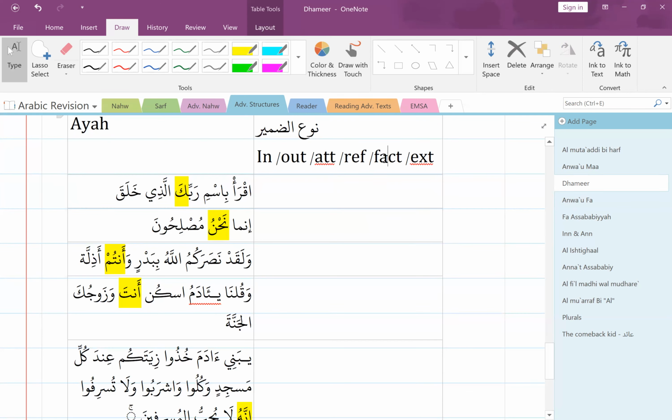Fact of the matter is not going to have any context before it. It comes at the beginning. It's either huwa or hiya, and you translate it as "the fact of the matter is." And extracted pronoun is the pronoun of a verb that is extracted so as to connect to an ism.